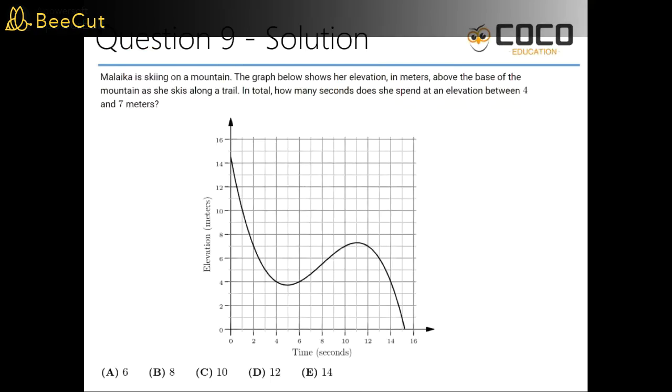Now, question 9. So we need to read the graph. Here, this vertical axis indicates the elevation, so it's measured in terms of meters. And the horizontal axis gives us the time, it's measured in terms of seconds. To find how many seconds she spent at the elevation between 4 to 7 meters.